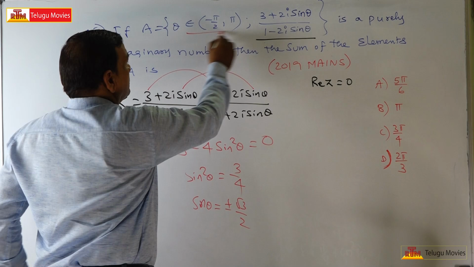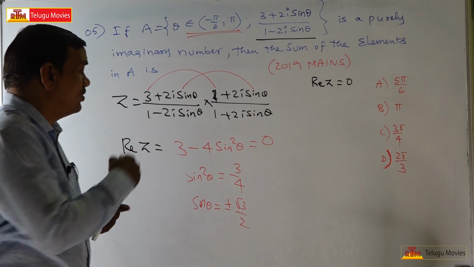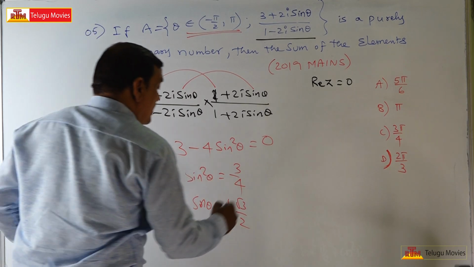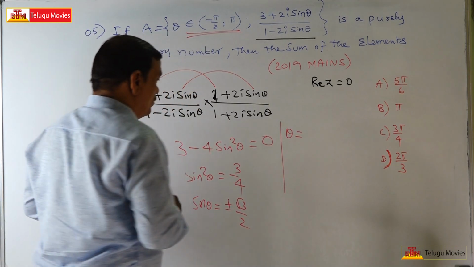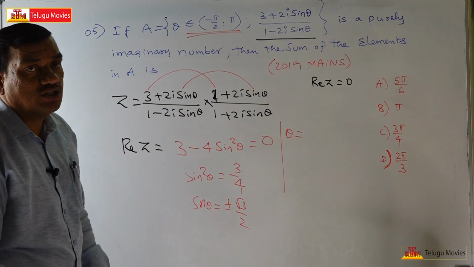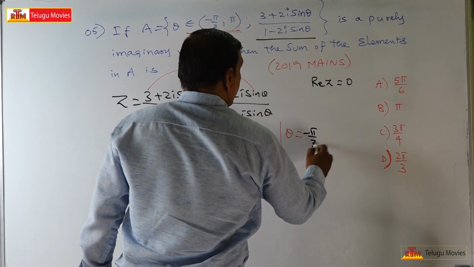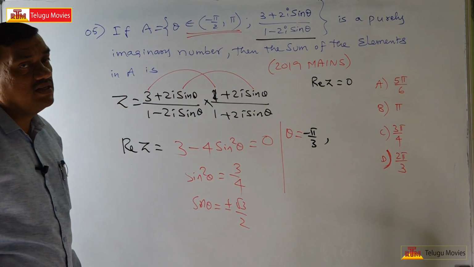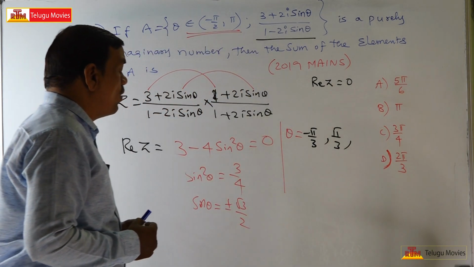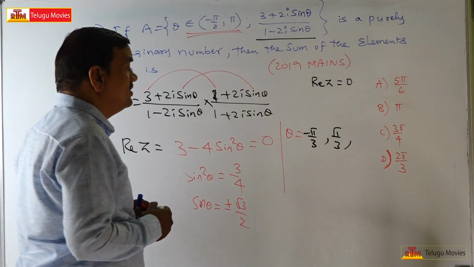Why? Because here the domain is restricted to minus pi by 2 to pi, so there is no need to write the formula for the general solution of the trigonometric equation. So here you will clearly get theta. Minus root 3 by 2 means minus 60 degrees, which belongs to the domain, that is minus pi by 3. Plus root 3 by 2 means plus 60, that is pi by 3. Understand, one more chance is also there. Root 3 by 2 also means 120 degrees, which is 2 pi by 3.